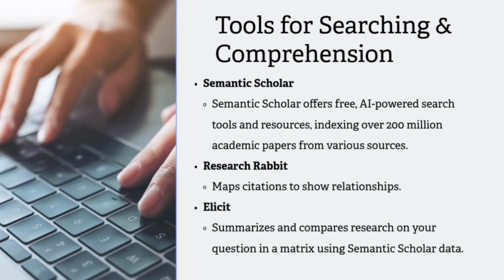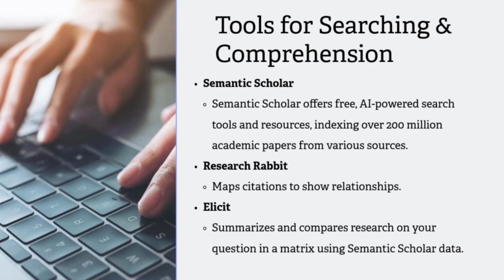Semantic Scholar is the first one that I'll talk about. That is sort of like Google Scholar, but it does a couple more things. It's an AI-powered search tool, and it indexes millions of academic papers, but it does some cool things with those papers and the discovery of them. Then we're going to talk about Research Rabbit, which is a way to discover research, but also do that visually. And then Elicit, which summarizes and compares research using a matrix. I'll show you some examples of that.